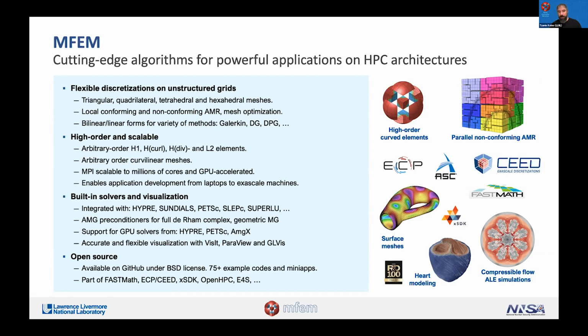The second thing that we're emphasizing is high-order methods and large-scale scalability. At Livermore, as you may know, we have big supercomputers, so that's one of our goals for sure. When we say high order, we mean arbitrary order spaces, arbitrary order meshes. When we say scalability, we mean MPI scalable to millions, of course, and GPU acceleration. That is a very big focus for us, and it has been a focus for us for the last 3 or 4 years.